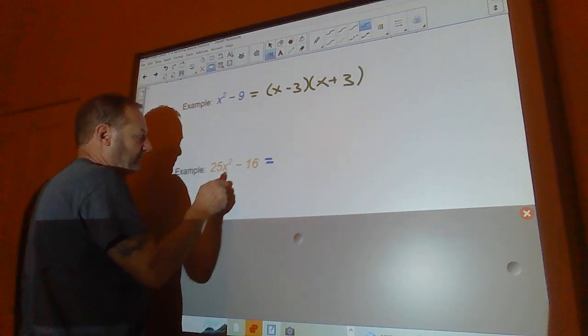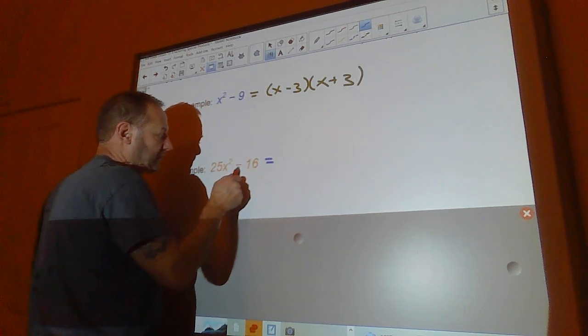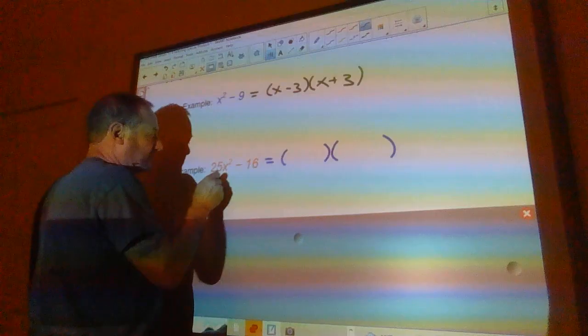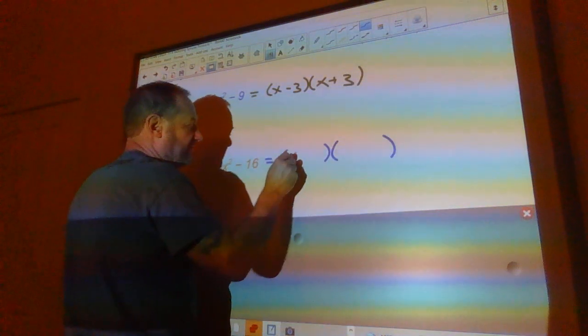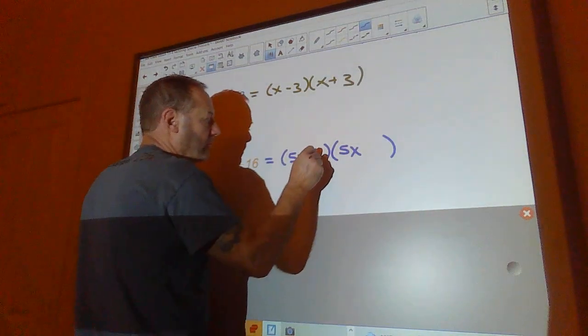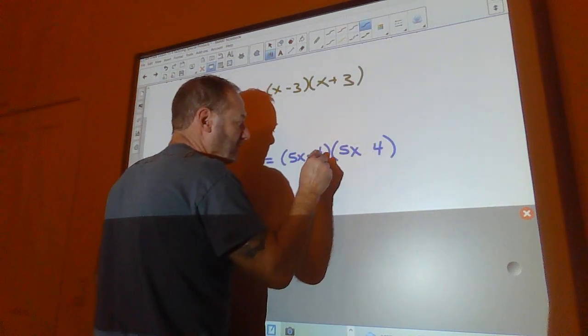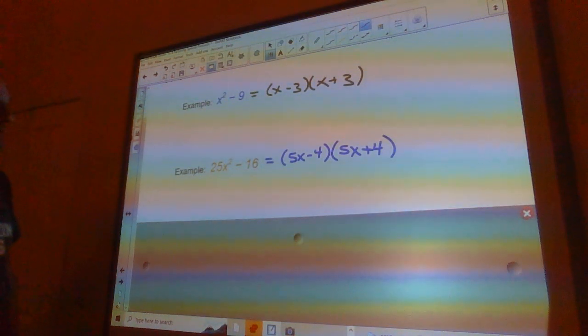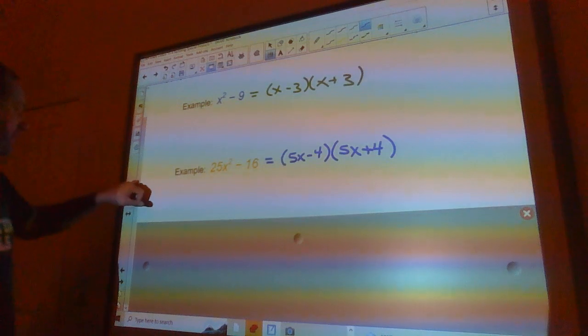Okay, so this is a perfect square. This is a perfect square. There's a difference, so I can factor this. So the square root of this is going to be 5x. It's going to go here and here. Square root of that is 4. It's going to go here and here. And minus and plus, and I'm done. So hopefully that's what you got as well.